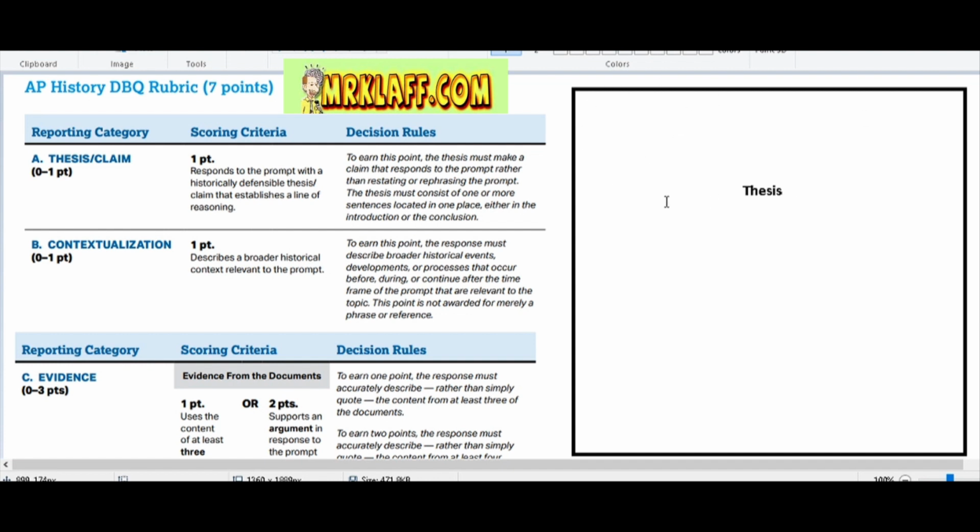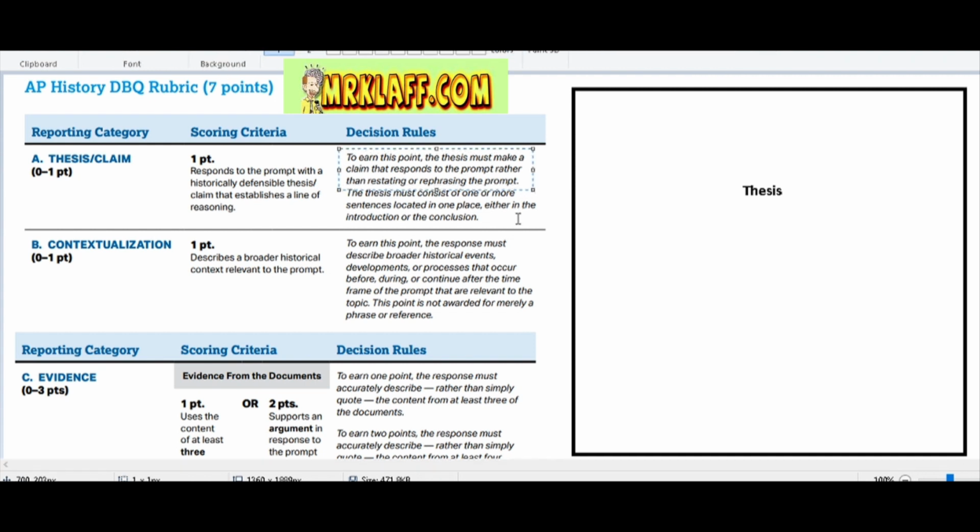Assuming that this area over here is your introduction, you need to put the thesis as the last sentence of the first paragraph. It doesn't have to be there. You could actually put it in the conclusion. However, most people are going to be looking at that spot. So please, please, please make the thesis clear wherever you put it. The thesis cannot just restate the prompt. It says it over here, okay? You cannot just restate or rephrase the prompt. It must be something that is unique. It certainly has to be an argument.